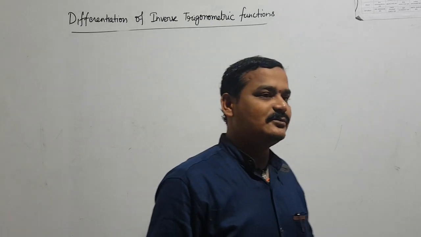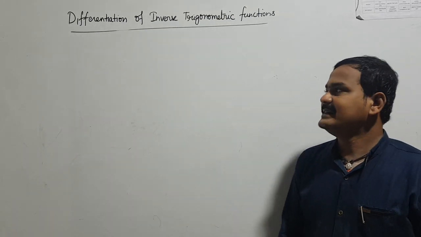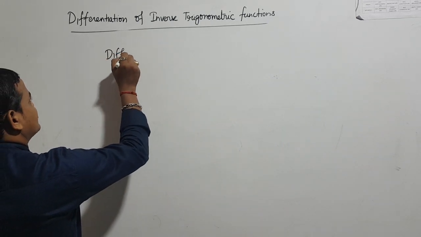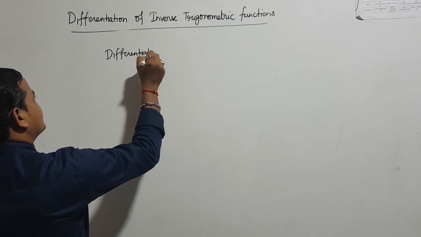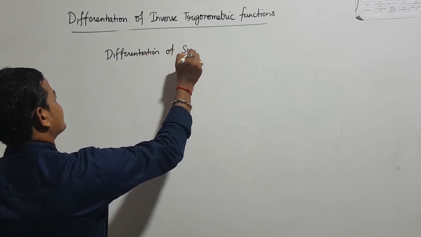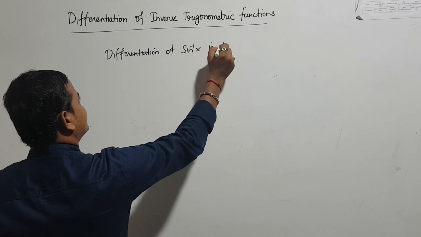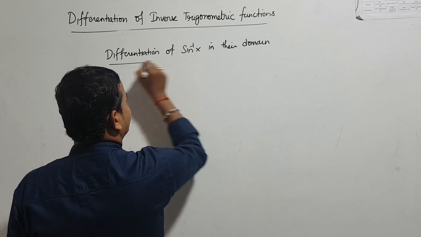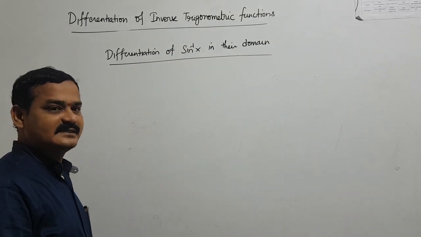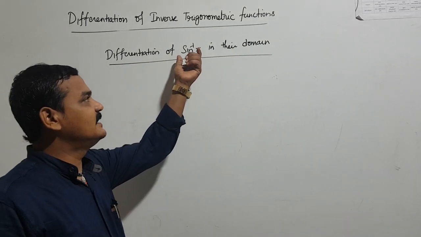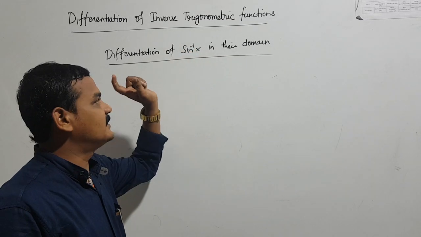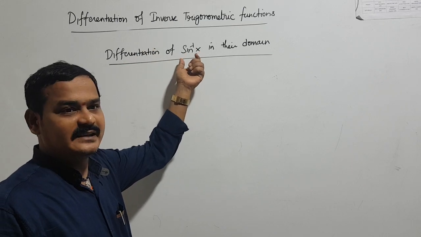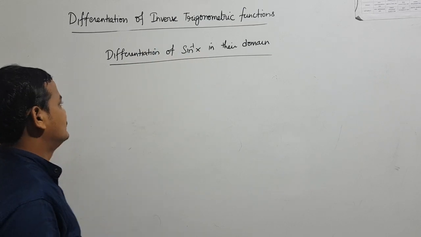Now, first I am going to derive the differentiation of sin inverse x. What is that? Differentiation of sin inverse x, in their domain. It is very important. Everything can exist in their domain. Because sin x and cos x are in the real number domain, so nothing. But here you must remember the sin inverse x domains, because the differentiation cannot exist everywhere. It must exist only when they are in their respective domains. Okay.